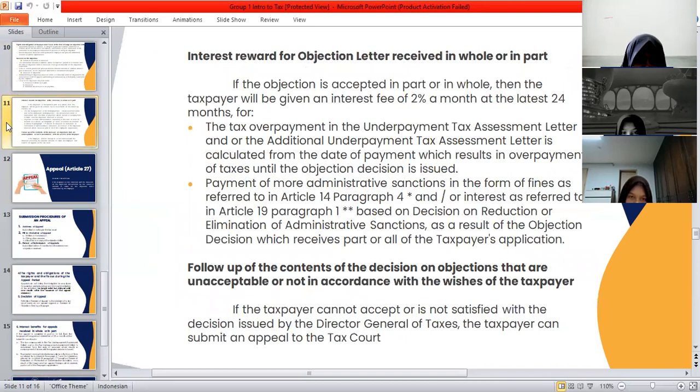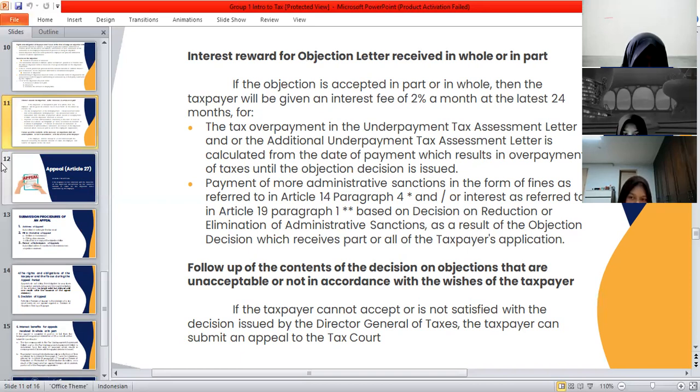Next, interest reward for an objection letter received in whole or in part. If the objection is accepted in part or in whole, then the taxpayer will be given an interest fee of 2% a month for a maximum of 24 months for the tax overpayment in the underpayment tax assessment letter and or the additional underpayment tax assessment letter, calculated from the date of payment which resulted in overpayment of taxes until the objection decision is issued.